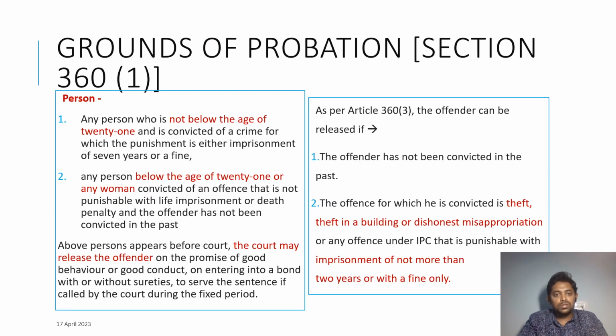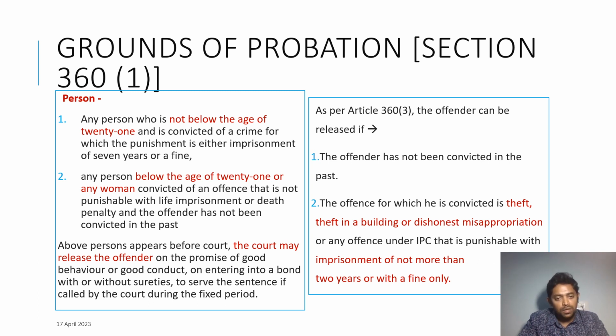Grounds of probation, section 361. Any person who is not below the age of 21 and is convicted of a crime for which the punishment is either imprisonment of 7 years or fine. Any person below the age of 21 or any woman convicted of an offence that is not punishable with life imprisonment or death penalty, and the offender has not been convicted in the past.